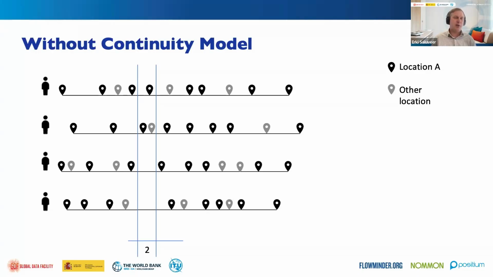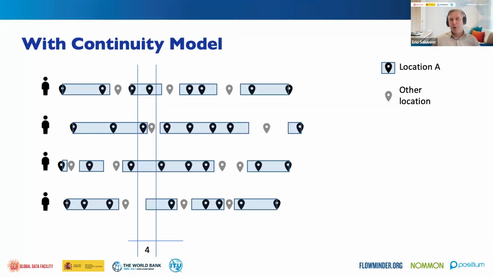Because you can see that persons number 3 and 4 don't have events during that time. So this is why it's good to apply a continuity model, where you extend the presence in one location throughout the period when the person is there, and some extra on top of that. So if we apply the continuity to location A in this blue area, when we do the counting now, we would end up with 4 persons, as in this example given, so we get the correct result.